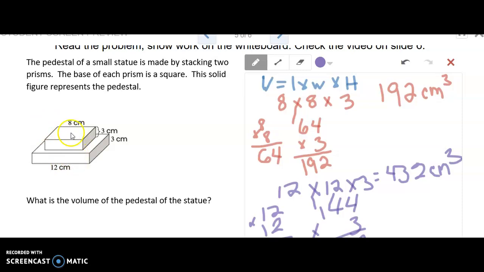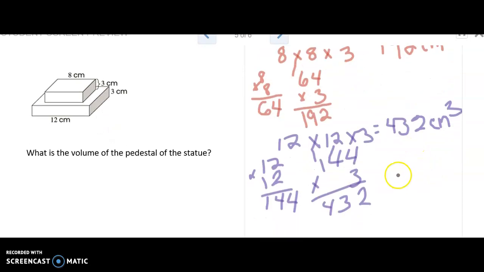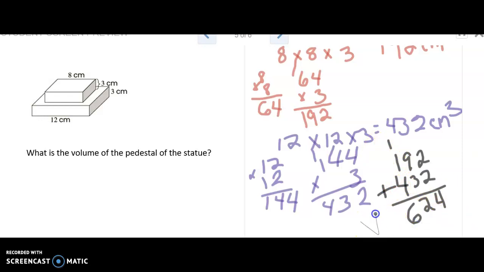To find the volume of all of it, I've got to add my 192 to my volume of 432. Let's add those together. 2 and 2 is 4. 9 and 3 is 12. Carry my 1. 4 and 1 is 5, plus 1 is 6. So my final volume is going to equal 624 centimeters cubed.